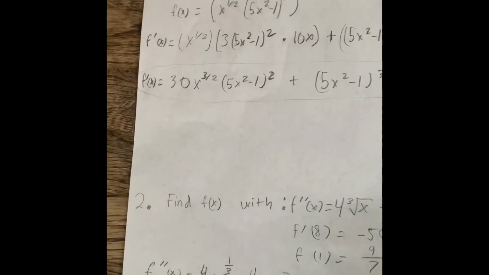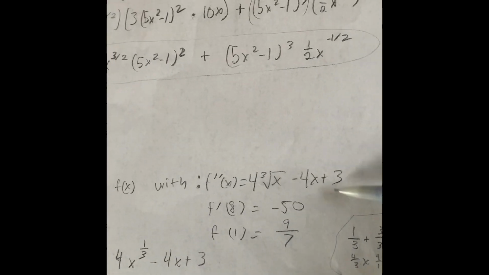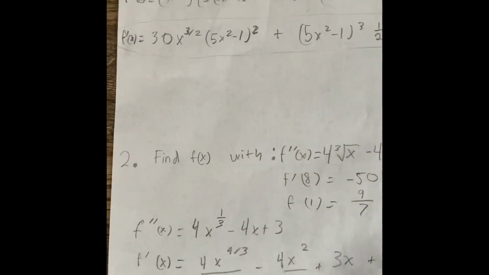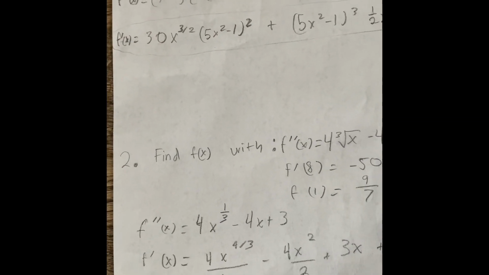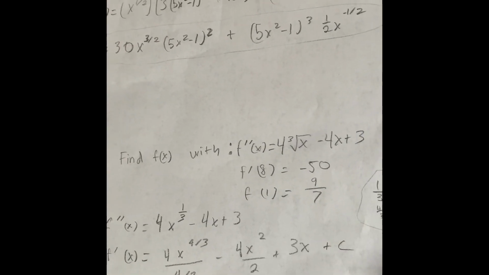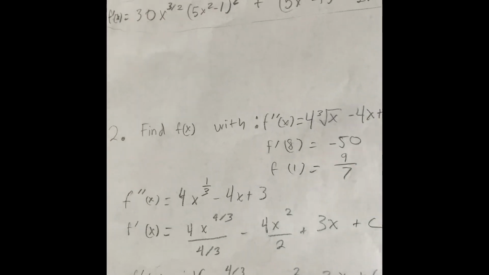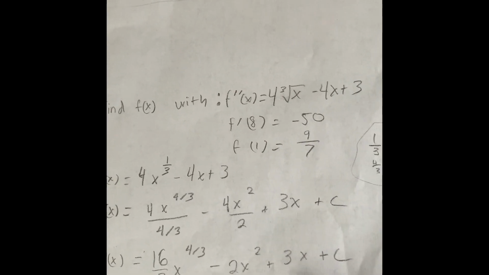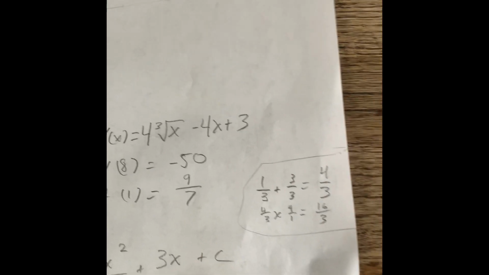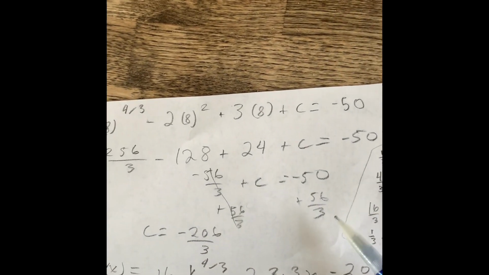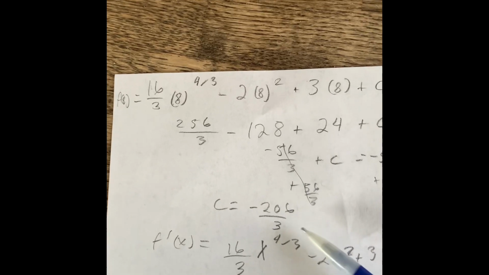Okay, number 2 was a longer problem, and I won't have time to explain as thoroughly, but it gave me these three things, and the first thing I did was I set the second derivative up with c so that I could find the first derivative, and I could find c as well in terms of the first derivative. So I set up my problem as so, and I kept on going, simplifying things out. I had my fractions, and I plugged in 8 because that's what I was given to find c, and I was able to find that c equals negative 206 over 3.